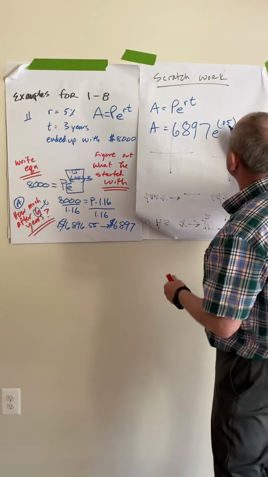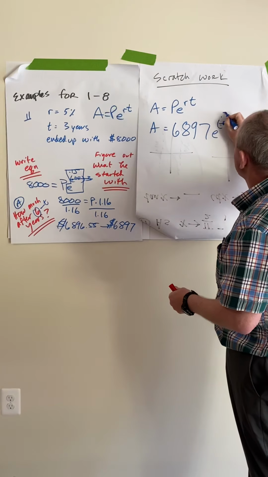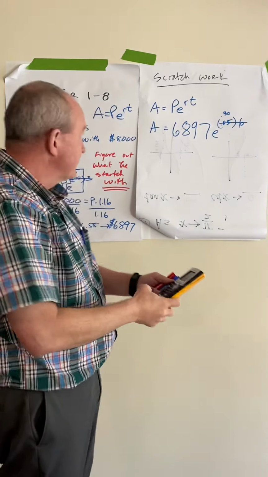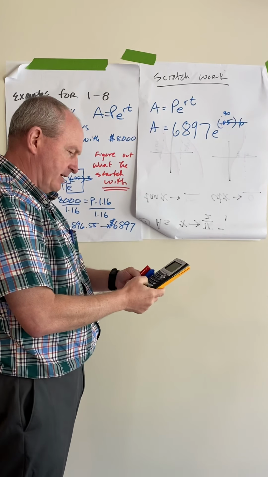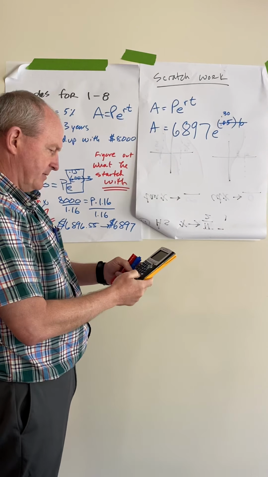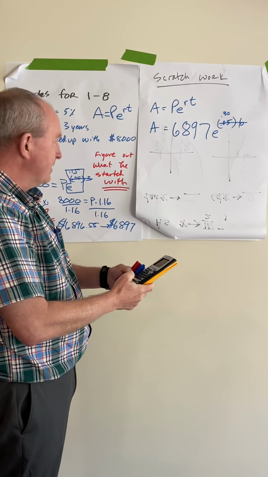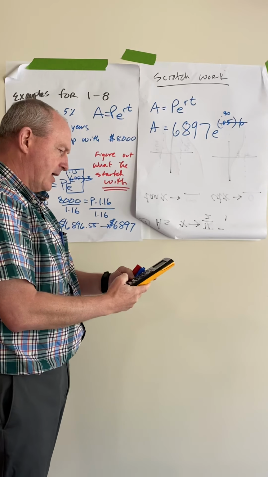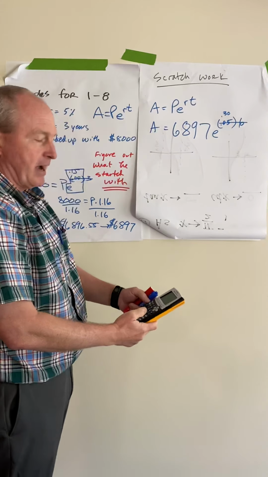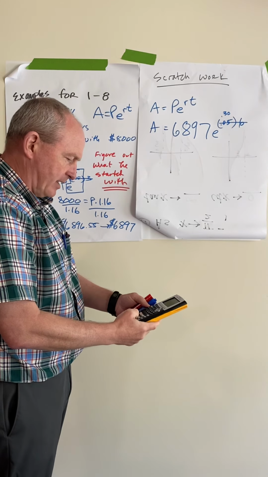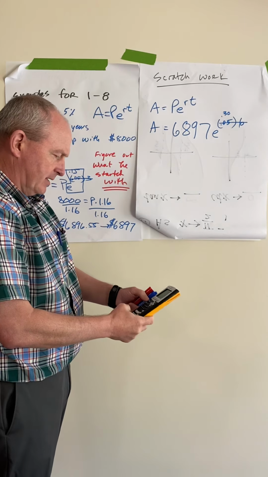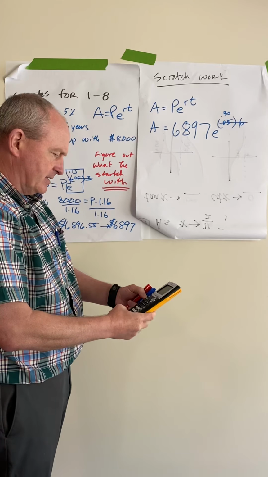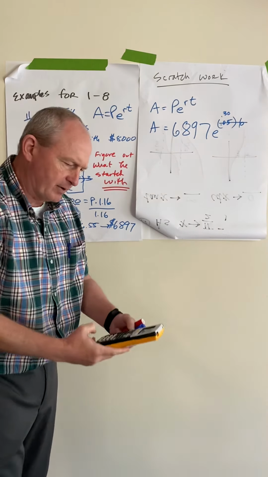You know what? I'm going to do this in my head. 0.05 times 6, that's 0.30. Okay? So now on my calculator, I'm just going to plug in exactly what that says. 6,897 times second function e to the 0.30. Enter. And oops, my eyes are playing tricks on me. I didn't hit e, I hit 10 by mistake. So 6,897, second function e, got it. I got it that time. 0.30, and I got $9,309.98.